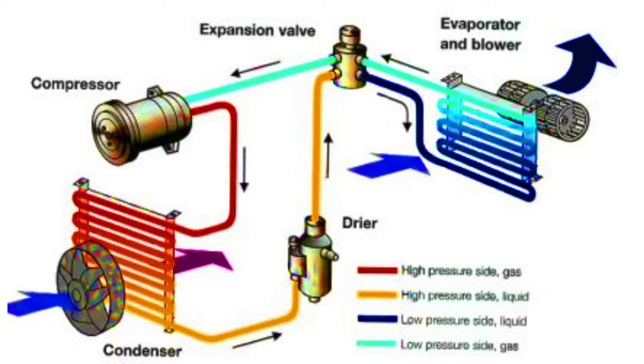The condenser is right here in the bottom left. The fan right here goes to the dryer, which is kind of in the center, and then the expansion valve right here, which is kind of in the middle, at the top of the picture.